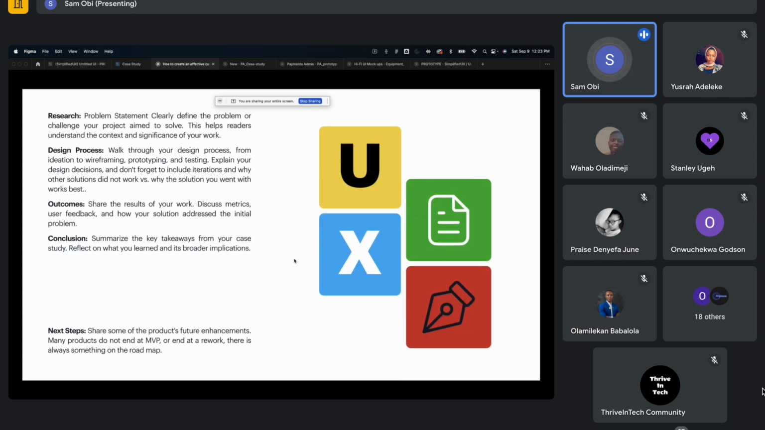Now we'll jump onto research. The research section, it's a problem statement that is clearly, I don't know why I put this differently. Okay, I'll talk about research in a different way. I made that mistake there.